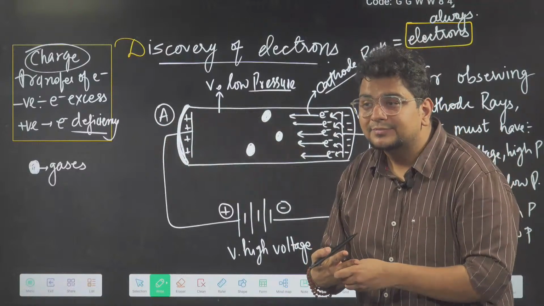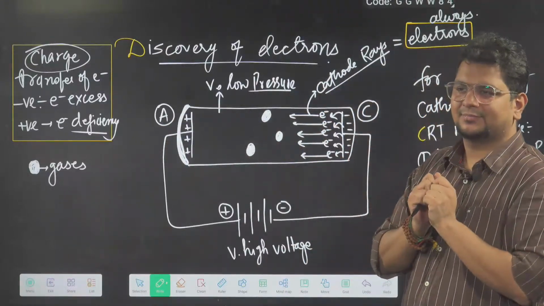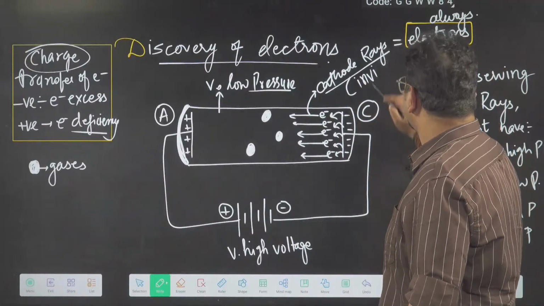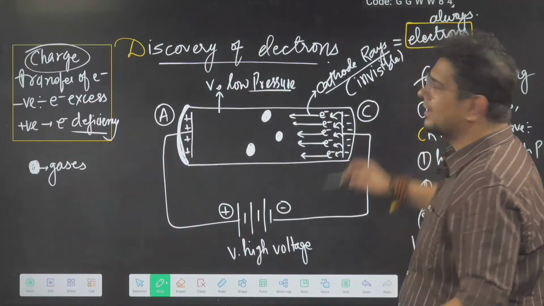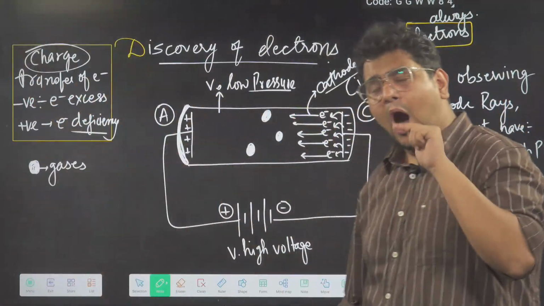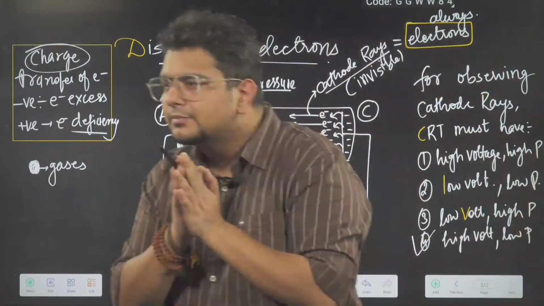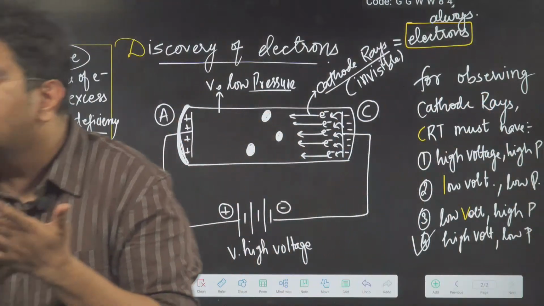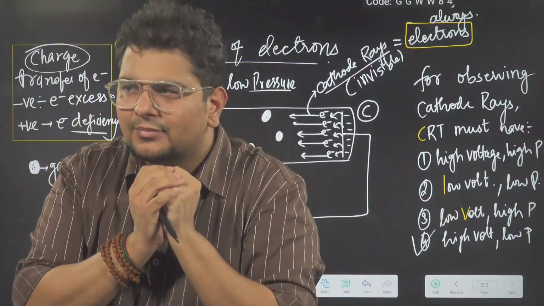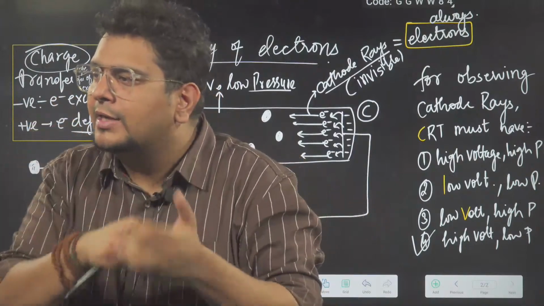Understand one more thing. These cathode rays are invisible. Just like air, they are invisible. So if they are invisible, how do you know they are there? You can't see them. It's inside the glass tube. Inside the glass tube, you can't touch them either.